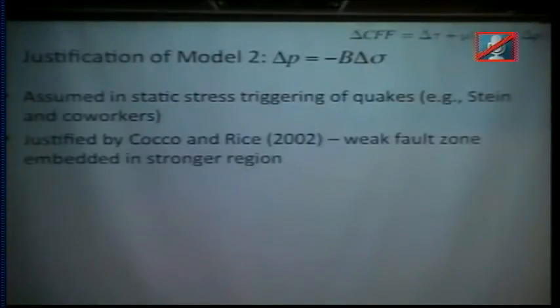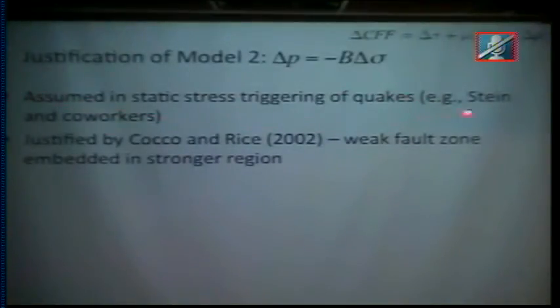And this has been assumed in a lot of studies, for example, by Ross Stein and his coworkers. They typically assume this because in their studies of static stress triggering of one earthquake by another, or static stress triggering of aftershocks by a large main shock, they generally don't have the full stress tensor available to them. So it's easier for them to make this assumption of model 2, where this is the normal stress, because they don't have the mean stress change. Actually, they maybe could compute it, but they just don't.